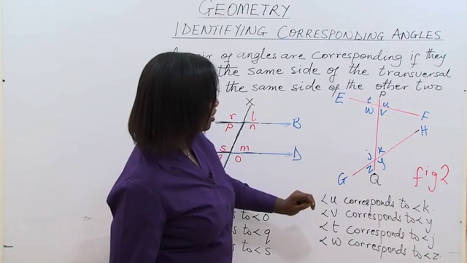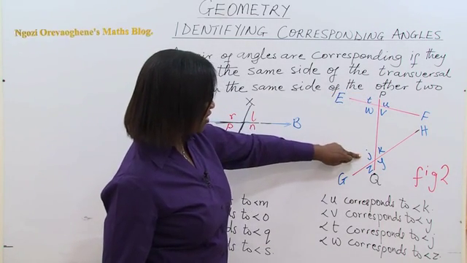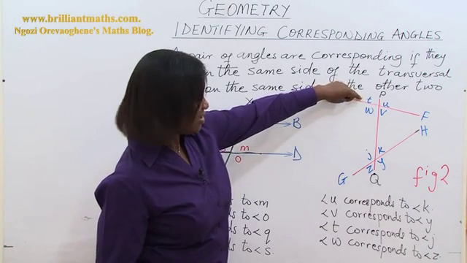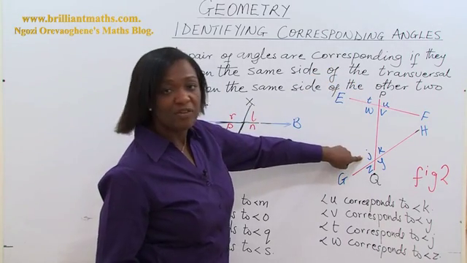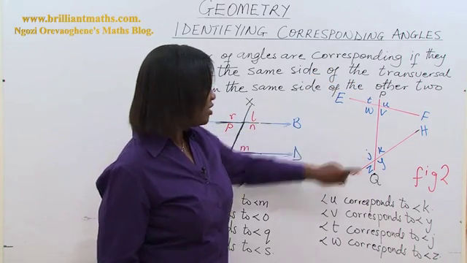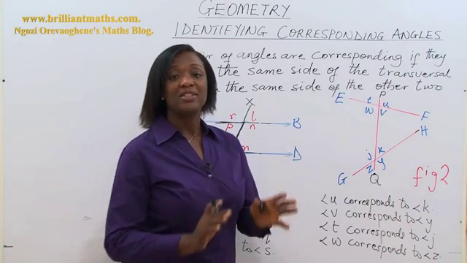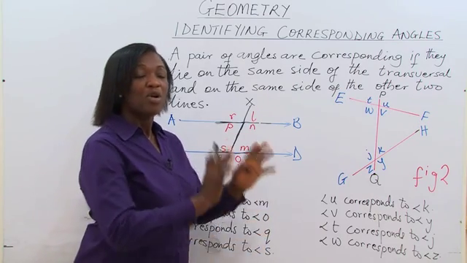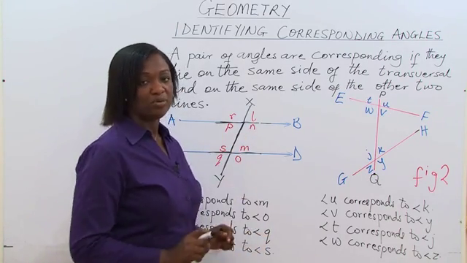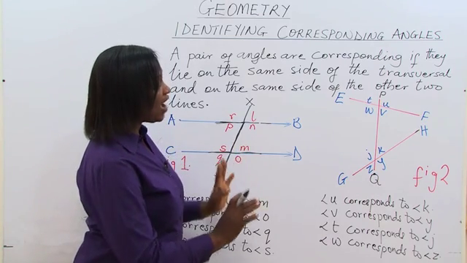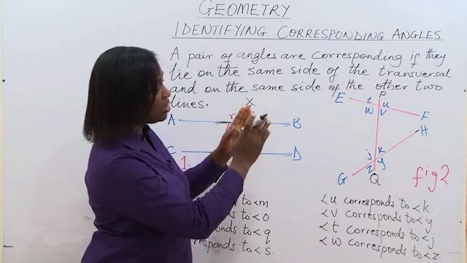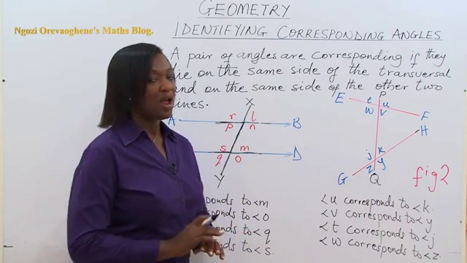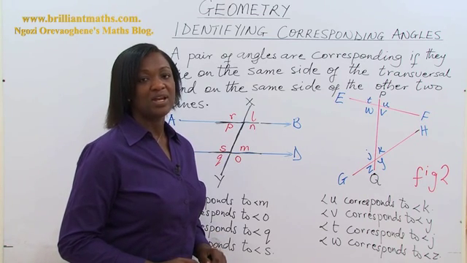T corresponds to J. In this case, T is an acute angle from the drawing, and J is obviously an obtuse angle. So conclusively, we can say that when angles are formed by parallel lines, the corresponding angles are equal. But when we have a transversal cutting across two or more lines that are not parallel, the set of corresponding angles are not equal. Let's look at an example.